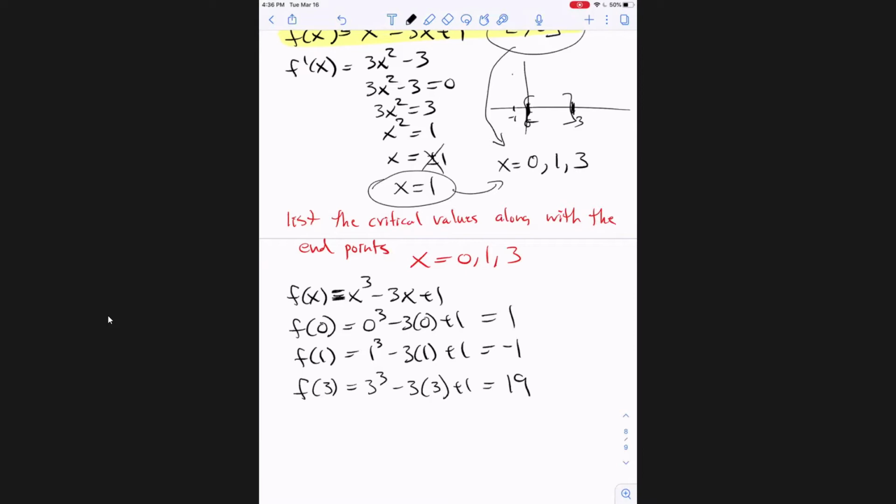One second. I forgot how this book likes to write the answers. So the notation they use. So I want to stick.